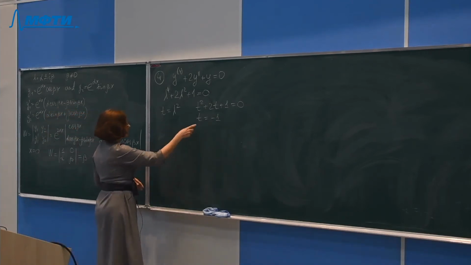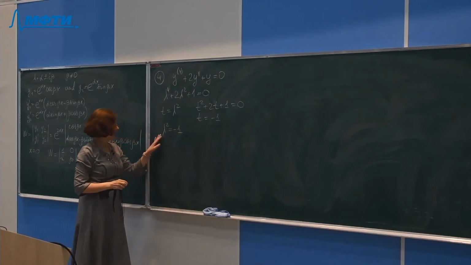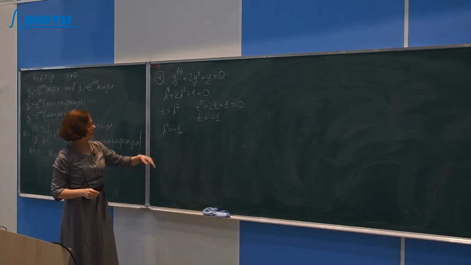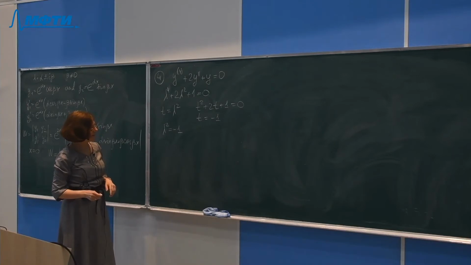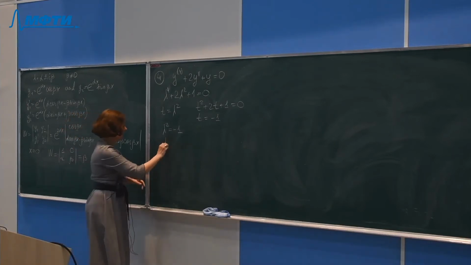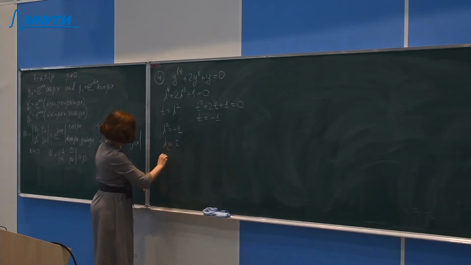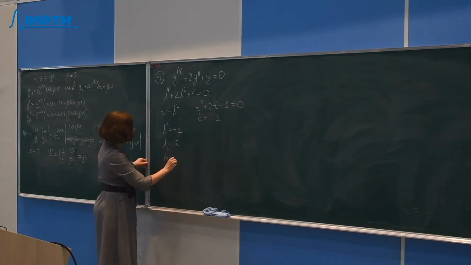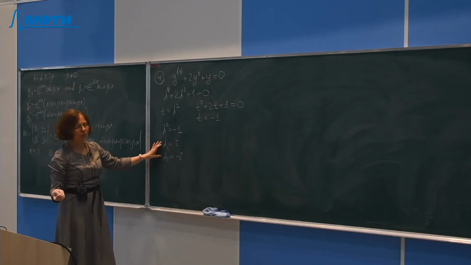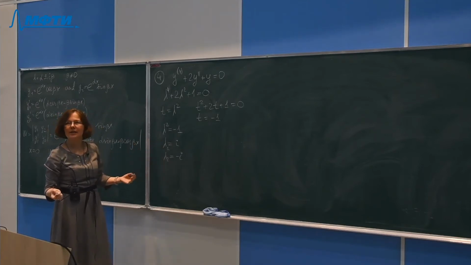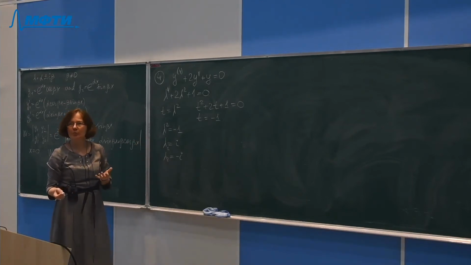Next, if we substitute it here, we have lambda squared equals -1. What are the roots of -1? i and the conjugate, minus i, right? So two conjugate complex roots, and they have multiplicity 2.